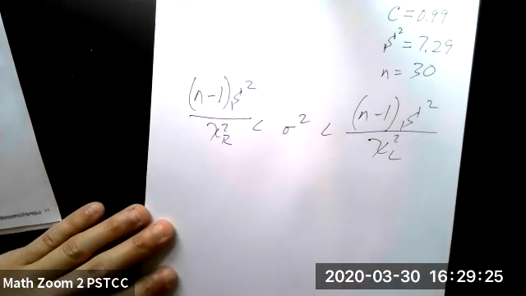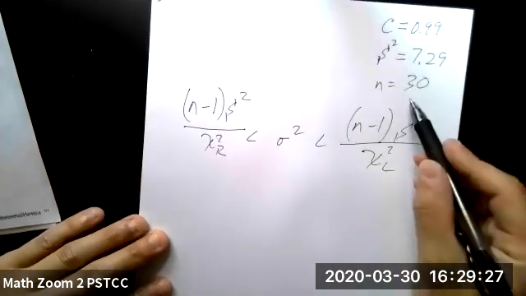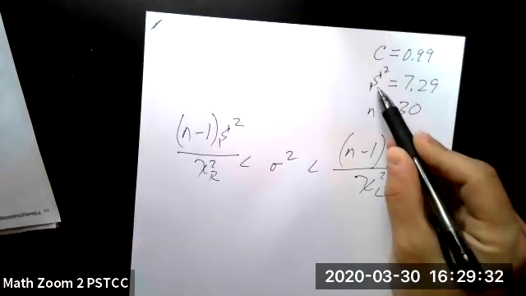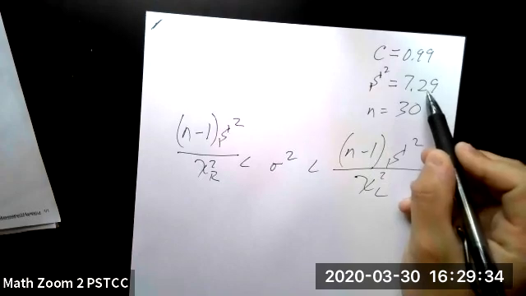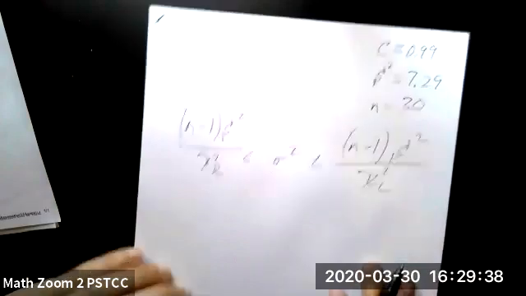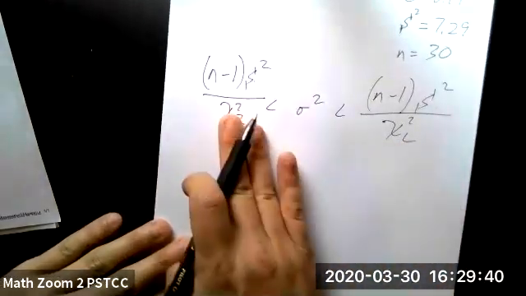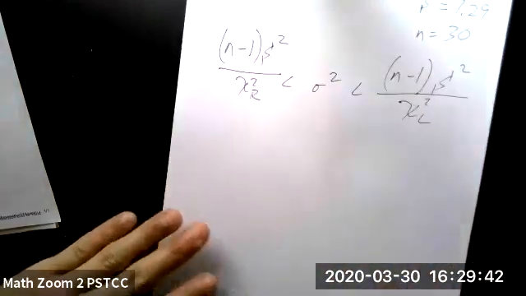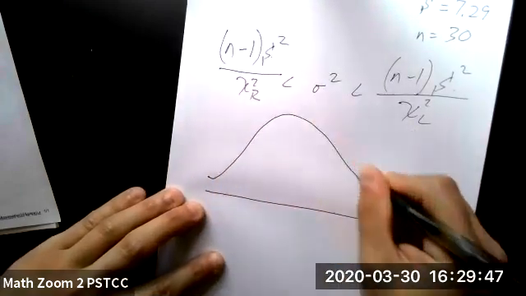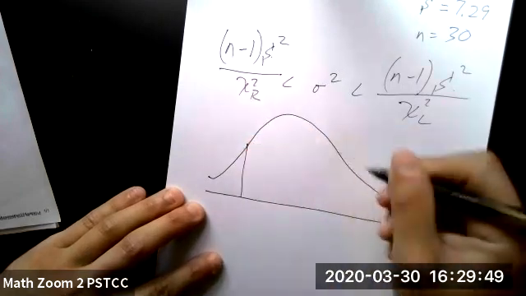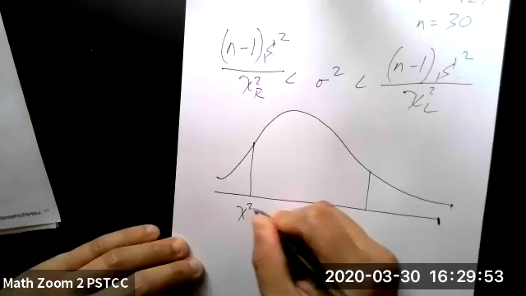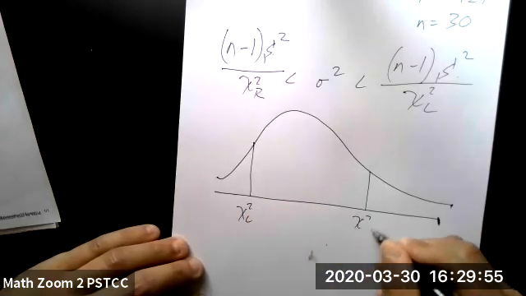Okay, now n is the sample size which we're given in this problem. S squared is sample standard deviation. I'm sorry, sample variance. That's here. We need to find the chi-squared left and the chi-squared right critical values. So again, we'll draw a picture. Something like this. Chi-squared left is here, chi-squared right is here.